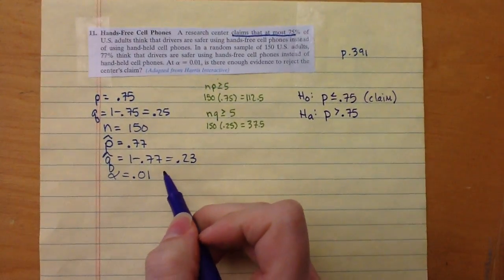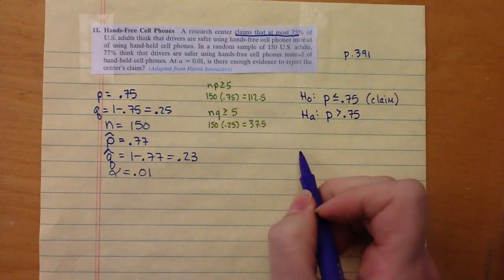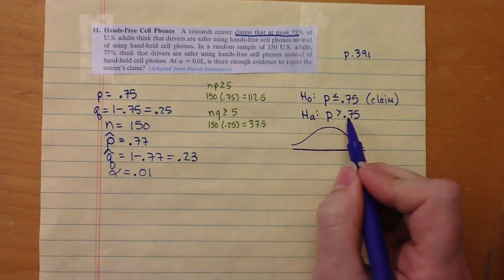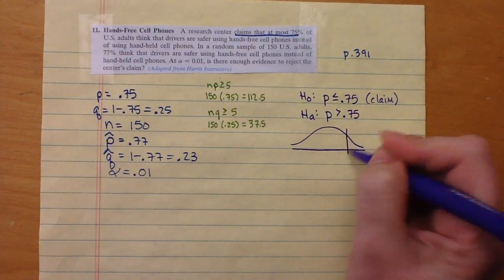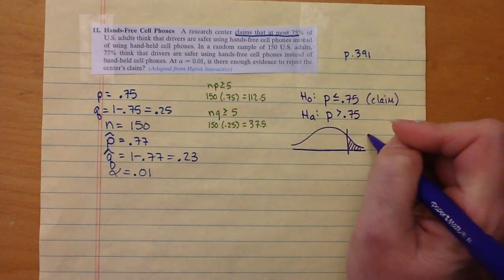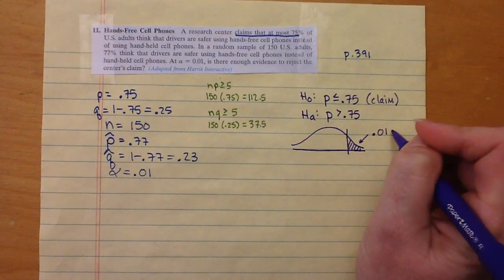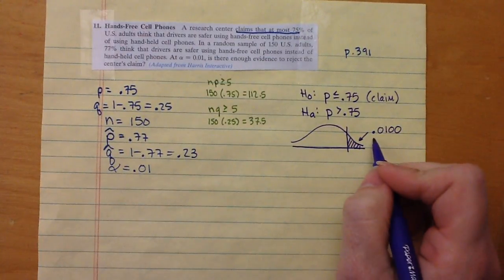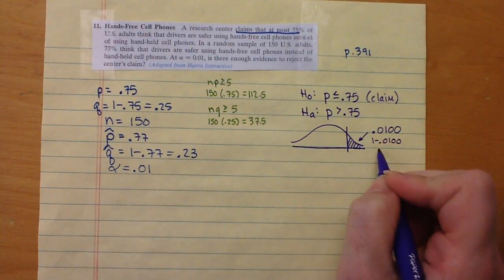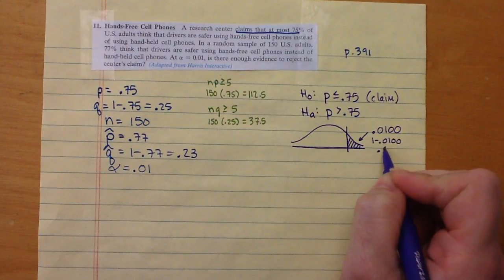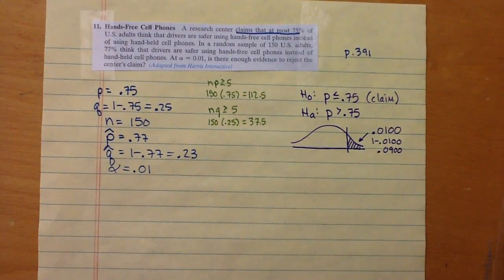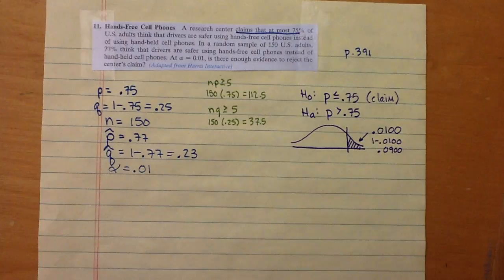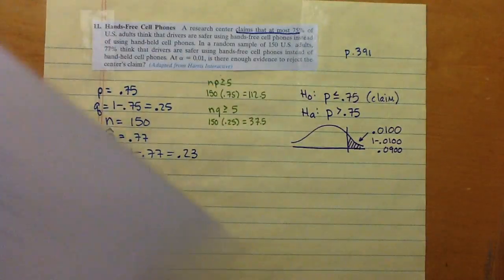We already identified alpha is 0.01, so we'll do our critical region. H sub a goes to the right, so I know I've got a right-tailed test. And my alpha is 0.01, so that area is 0.0100, which means I'm going to look up 1 minus 0.0100, so 0.9900, to get that z-score. So I need table 4. I'm looking up 0.9900.